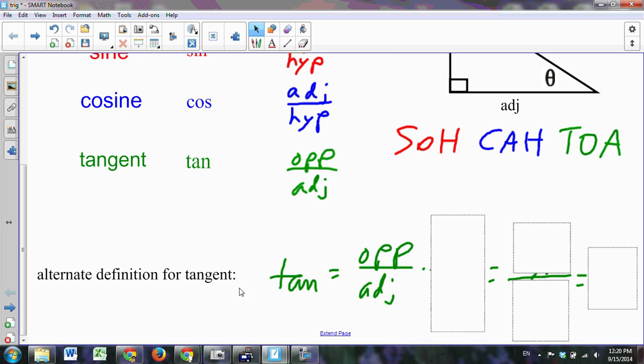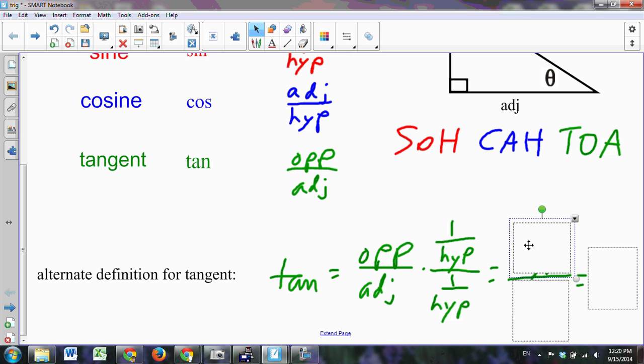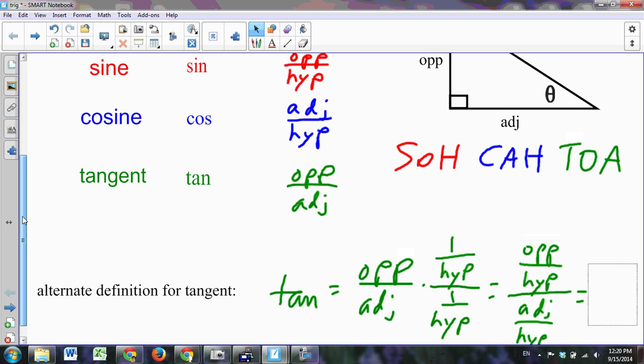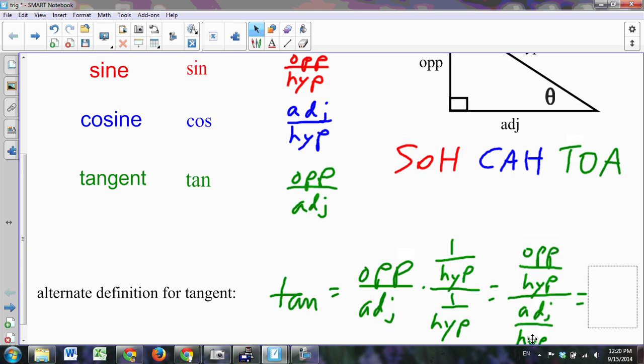tangent can also be defined by doing this. If we multiply by the reciprocal of the hypotenuse over the reciprocal of the hypotenuse, we get opposite over hypotenuse divided by adjacent over hypotenuse. Well, opposite over hypotenuse, that's sine. Adjacent over hypotenuse is the cosine. So there's a little algebraic manipulation to show you that really the tangent of an angle is just the sine of the angle divided by the cosine of the angle.